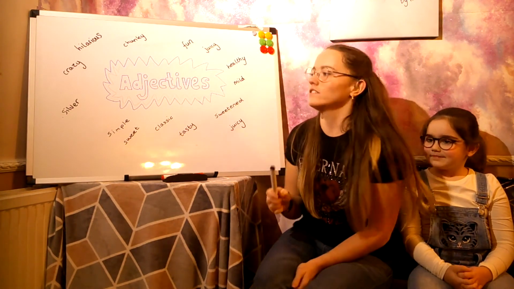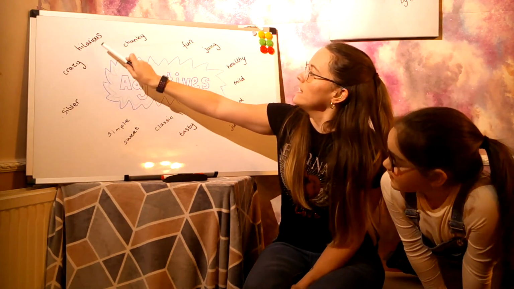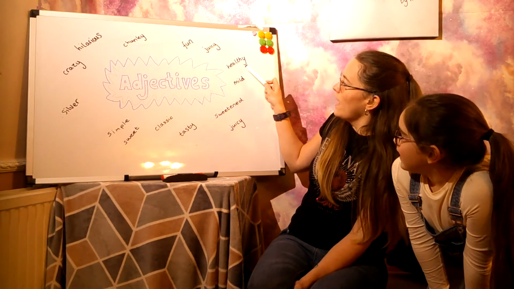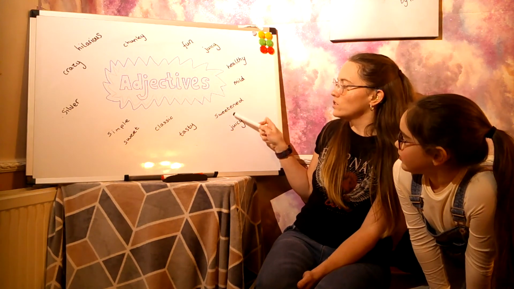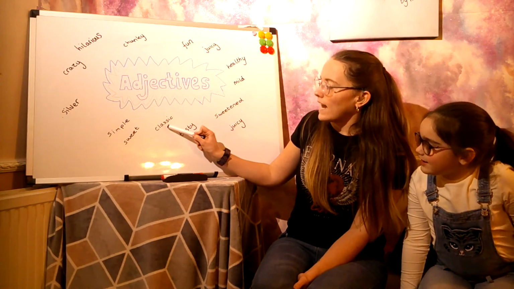So let's go through some of the adjectives that we've found. We have crazy, hilarious, chunky, fun, juicy, healthy, mild, sweetened, juicy again, tasty. Sorry everybody, our video stopped recording and we didn't realise, but the only thing that was missing was us going through the last 3 adjectives on the board, which were sweet, simple and silver, and us saying goodbye.